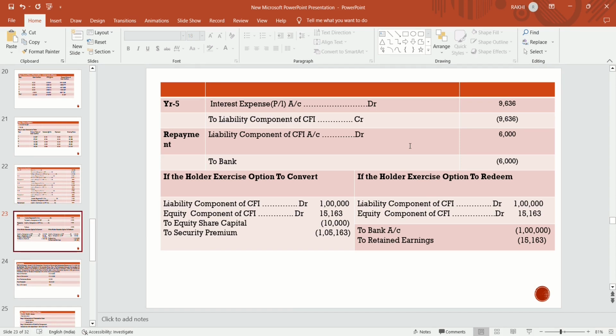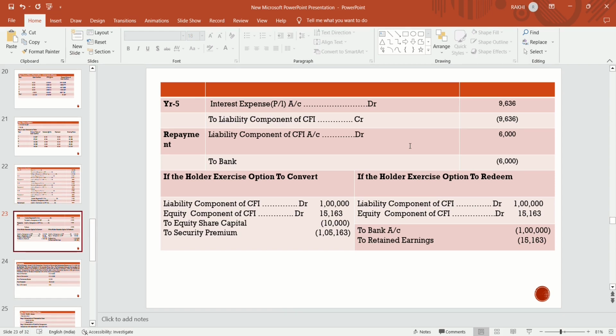If the holder opts to convert the debentures into shares, that is the entry. But if the holder opts to redeem, then how is the accounting entry to be done? The liability component of CFI is 1 lakh, the equity component of CFI is 15,163. Because he is not opting to convert, the bank account is debited by 1 lakh, because the company is actually paying 1 lakh only. But the remaining amount, the equity component of 15,163, is transferred to retained earnings.